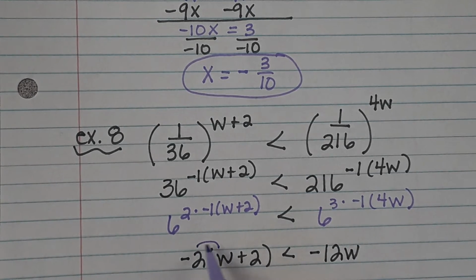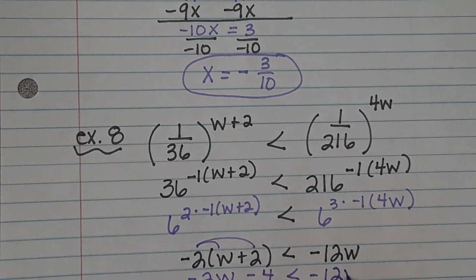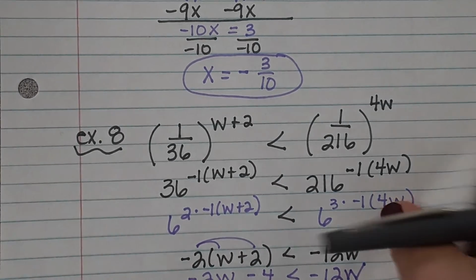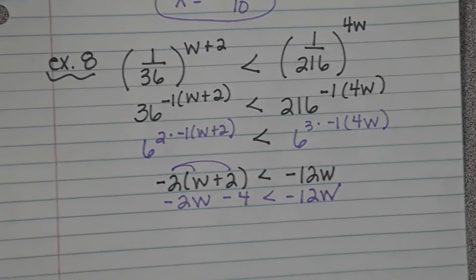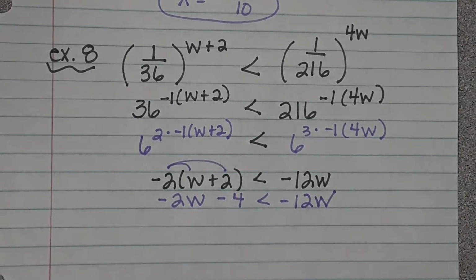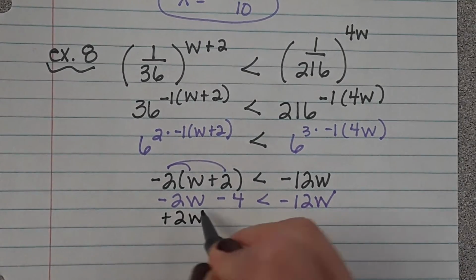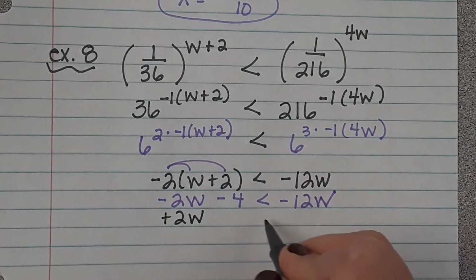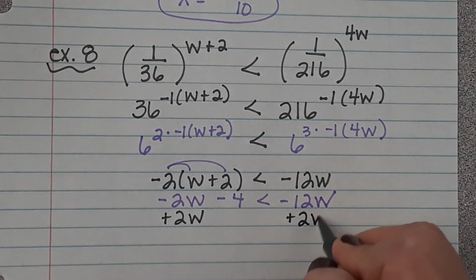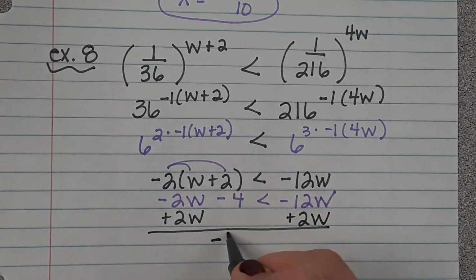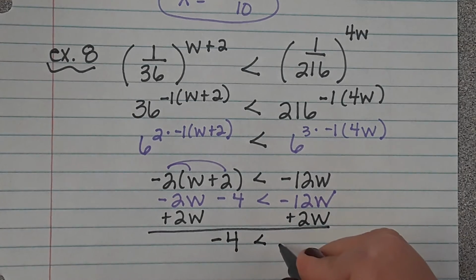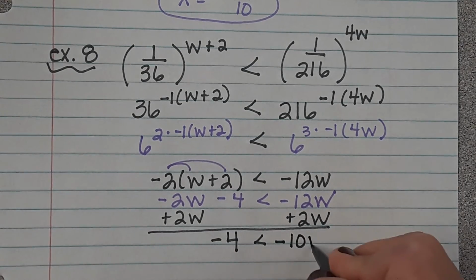Now I need to distribute. I get negative 2w minus 4 is less than negative 12w. Oh, sorry. Let's move that up. I apologize. And now what am I going to do? Add 2w to each side. I get negative 4 is less than negative 10w.